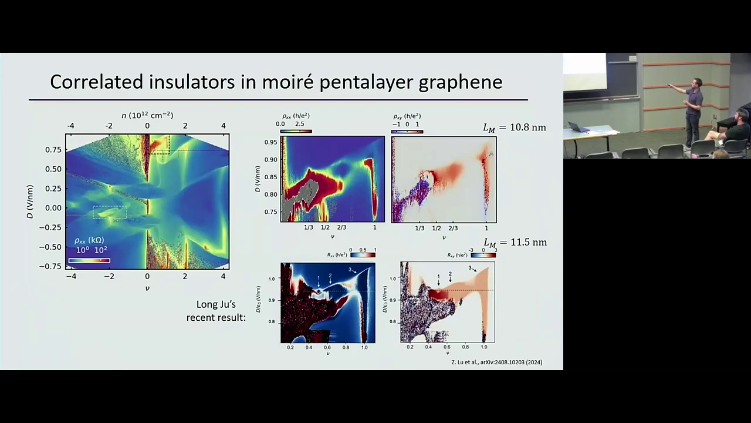Our sample is at 10.8 nanometers, Long's is at 11.5 nanometers. If there's anything different in the microscopics beyond that, we're just not able to know what that is.